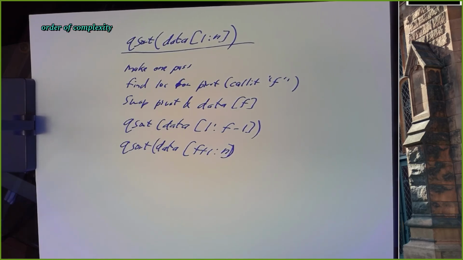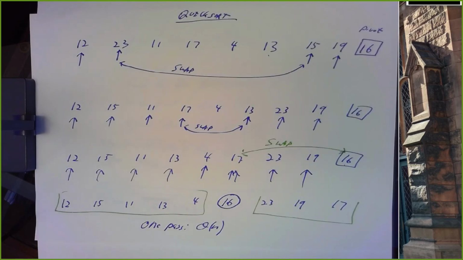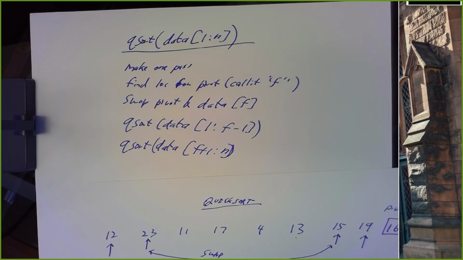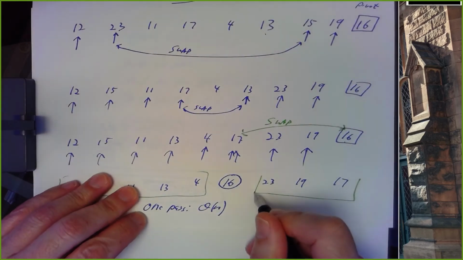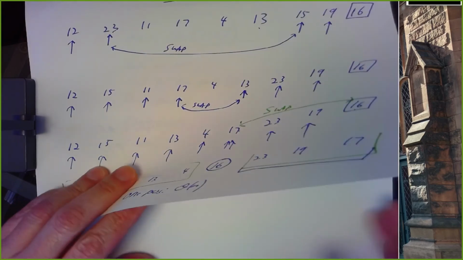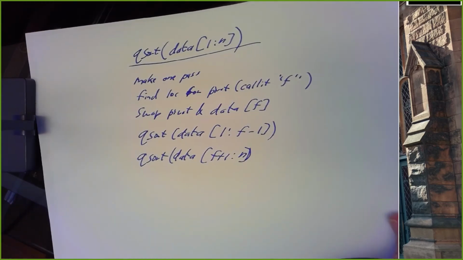So if we ran through this again, and we did quicksort data from f plus 1 to n, wouldn't the next line of that also include f minus 1 for the other side? So we would get 16 again? Getting doubles? So the next call to quicksort would be on this array of data right here, 23, 19, 17.